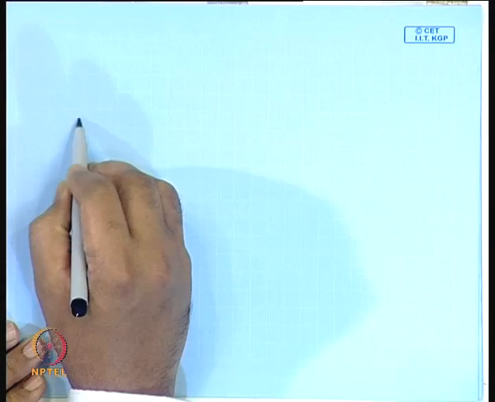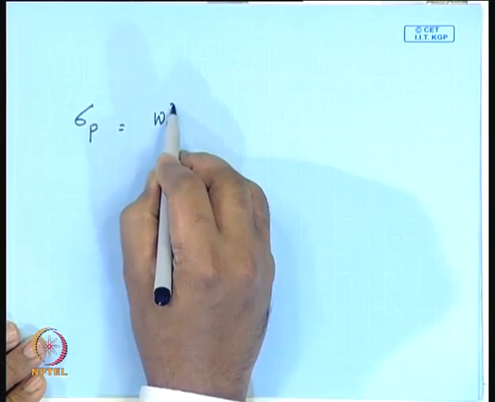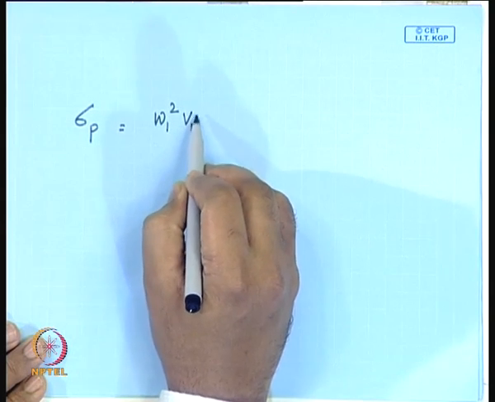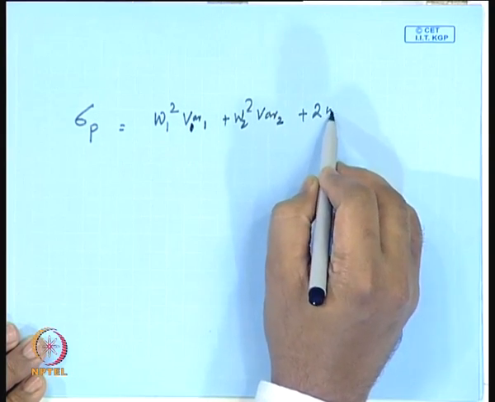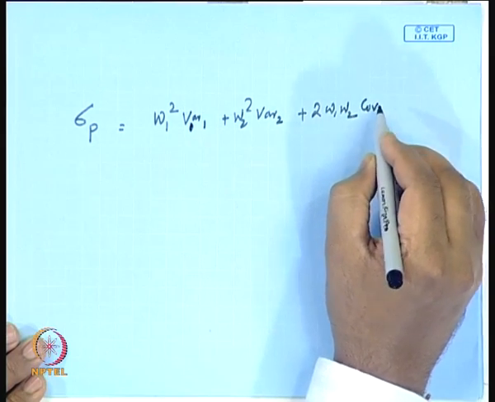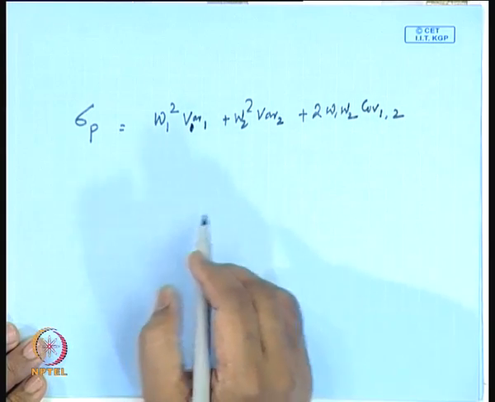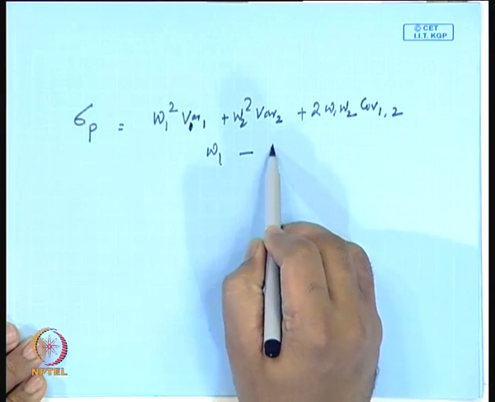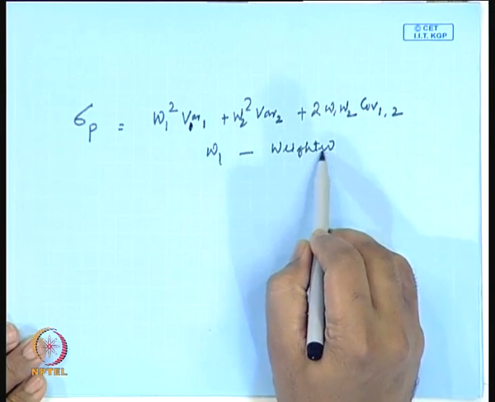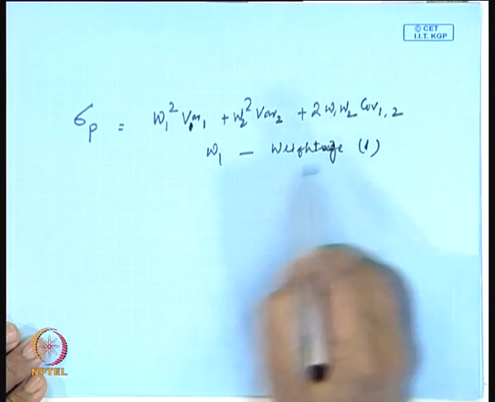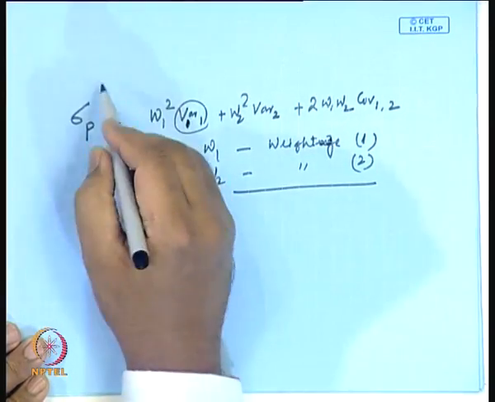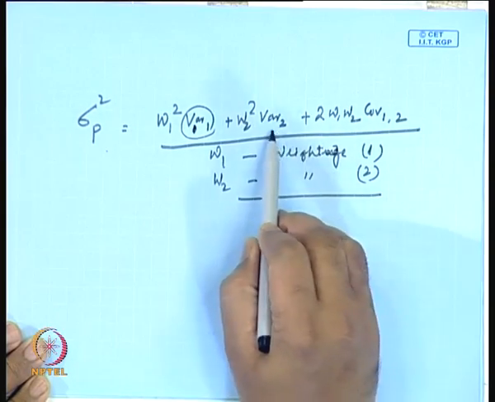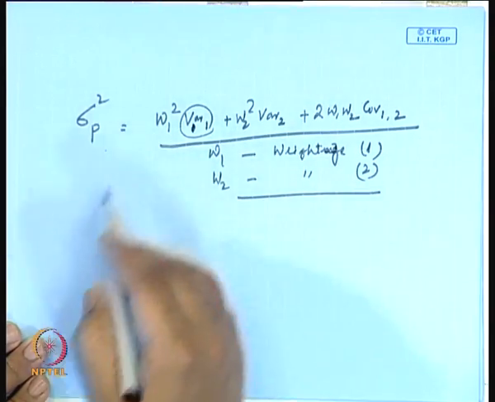Go back to the calculation we did in the previous class and see what we mean by the risk of the portfolio. It is W1 squared times the variance of asset 1, plus W2 squared times the variance of asset 2, plus 2 W1 W2 times the covariance between asset 1 and asset 2. Here W1 means the weightage given to asset 1, and W2 is the weightage given to asset 2. The first term is the variance for asset 1 and the second is the variance for asset 2. If you want the standard deviation, you just take the square root of this.